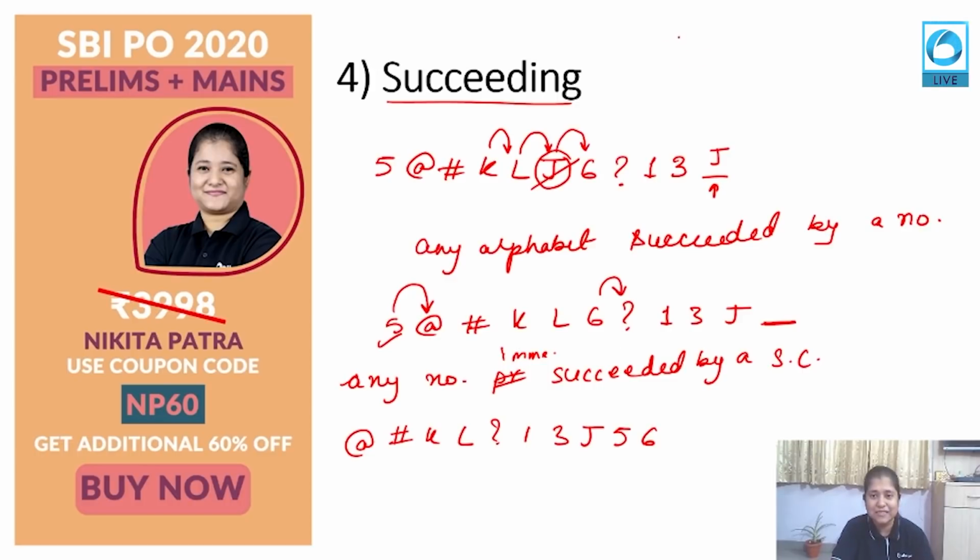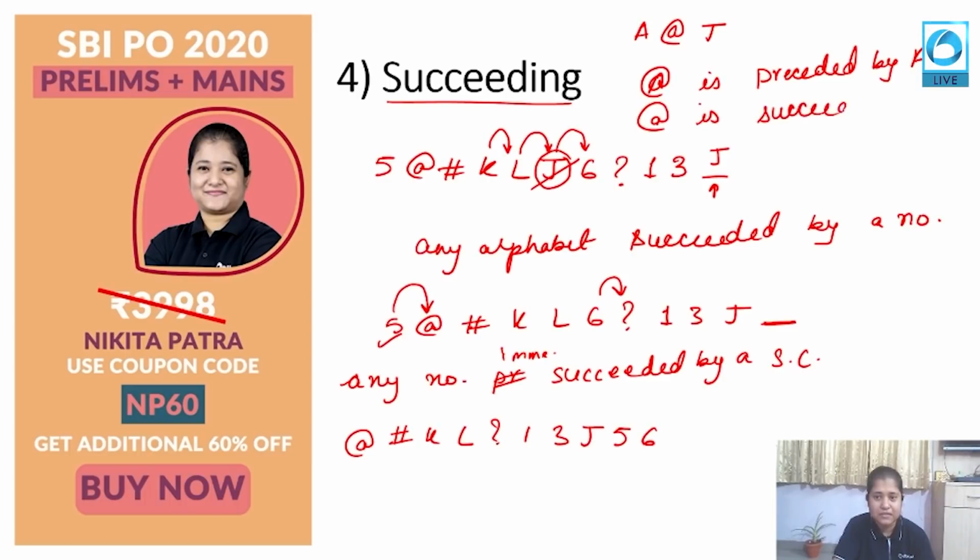That means let's say this is your A @ j, right? So here A @ is preceded by A, and @ is succeeded by J. I hope this is clear to everyone. ठीक है, so @ is immediately preceded by A and @ is immediately succeeded by J. कोई भी doubt अब यहाँ पर नहीं होना चाहिए. ठीक है, so let's go to the next keyword.